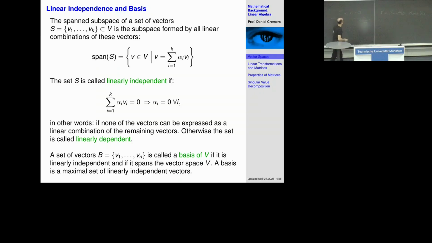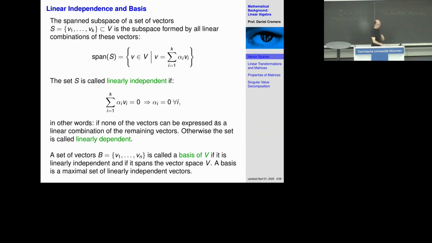And what does that mean? Alpha i vi. So I just rewrote, from this whole sum from 1 through k, I just took out the j-th element, alpha j vj, and then I pulled the others to the other side and divided by alpha j. And so what you see here is that I can write the vector vj as a linear combination of the other, remaining vectors.